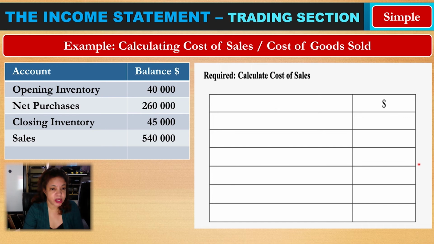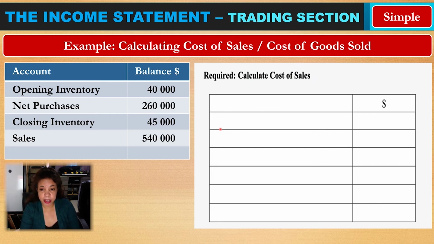So let's do this one. Here you see, they gave you opening inventory, net purchases. Here they put the closing inventory up here because it's just balances, it's not a trial balance, and your sales. So we just gave you the information there. We're not doing the format, we're doing the calculation, but I'm going to put it in a form like the format. We're not dealing with sales yet. What I'm asking for is to calculate cost of sales.